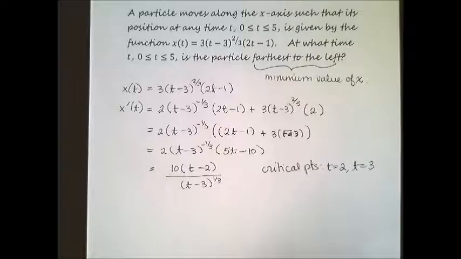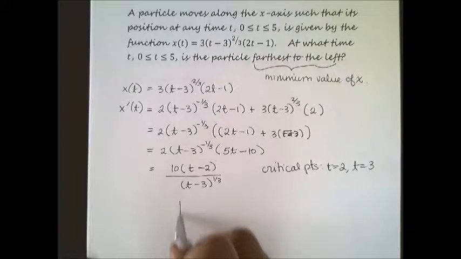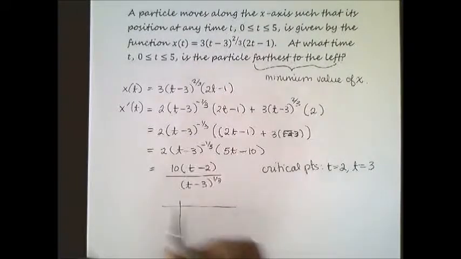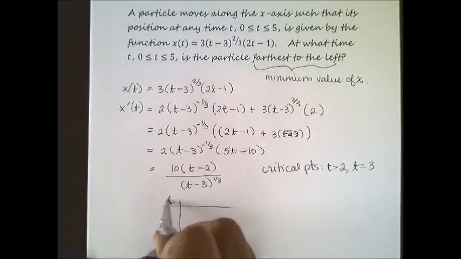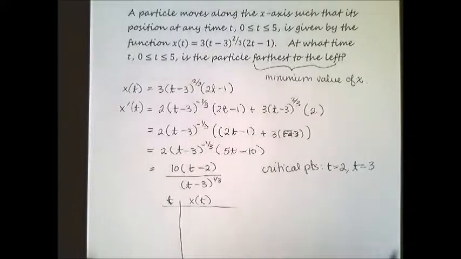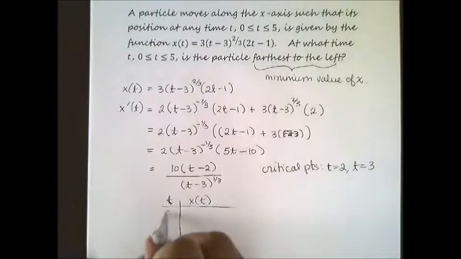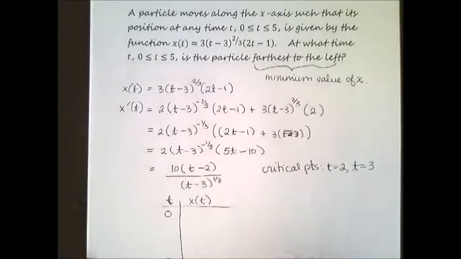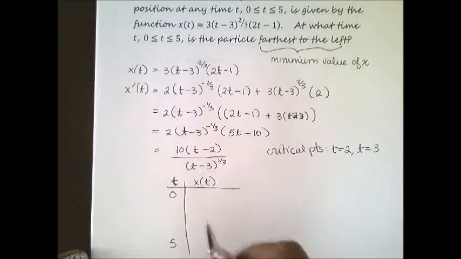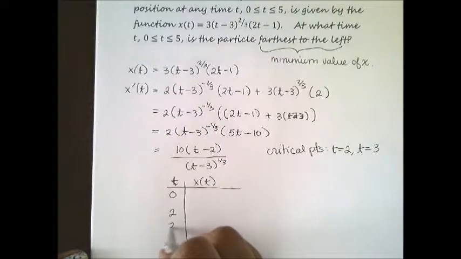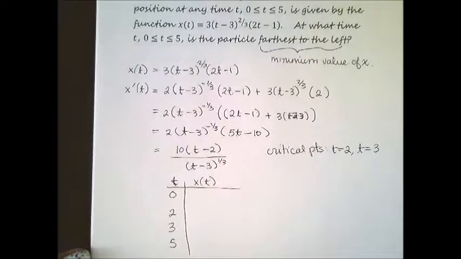So what we're going to do here is we have a closed interval from 0 to 5, and we want to find the absolute maximum. This will be a good point to use the candidates test. I have actually 4 candidates, t, x of t. I have the endpoints, 0 and 5, and I have the 2 interior critical points, 2 and 3. So I'm going to put these values into the function as best I can.